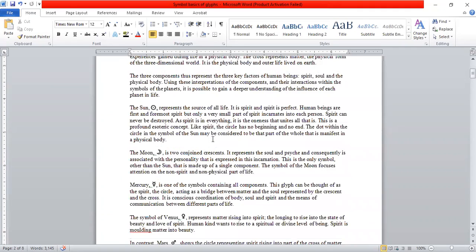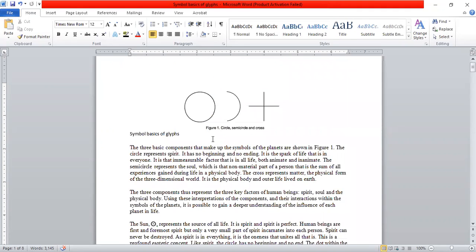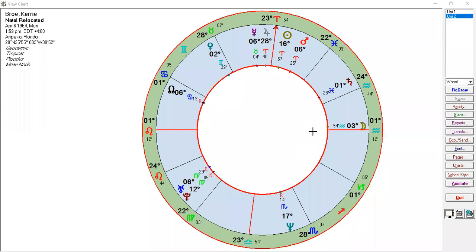But anyway, I thought this was a really good explanation of these figures. So let's go look a little bit more at Saturn. I'm going to give you something to look at. All right, so this is just a chart. Actually, we're just going to look at one. This is my chart, just so I can have something to talk about.